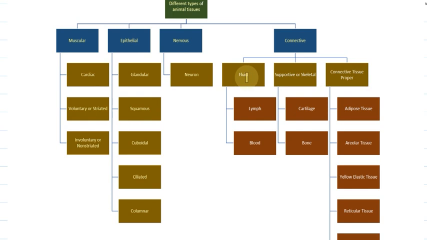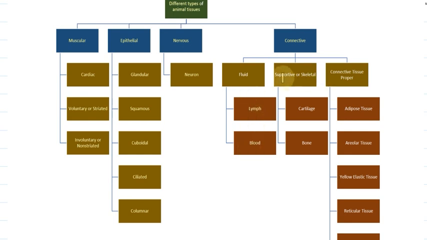So this fluid connective tissue consists of two types of connective tissue, that is the lymph and the blood. So lymph and the blood are the two types of fluid connective tissue. This fluid connective tissue actually has a fluid matrix. Okay. Now what is lymph? Lymph is actually a straw colored fluid that surrounds the cells. And what is blood? We know that blood is a fluid connective tissue that helps in the transportation of respiratory gases in our body. So this is about the fluid connective tissue.